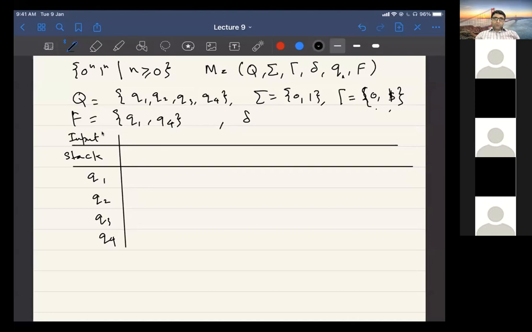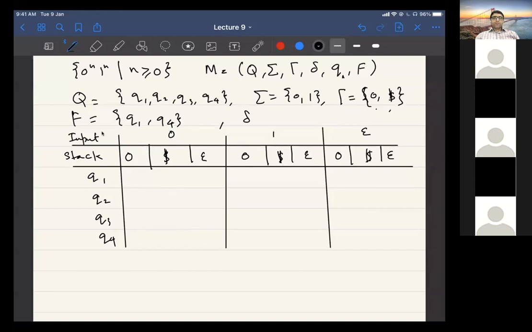Okay, and input could be either 0 or 1 or empty, because we know that the underlying machine is NFA. So we have three things here. So we have 0, we have 1, and we have epsilon for the empty. But we know that on stack, we could either have 0, okay? Or we could have dollar, or we just don't care, right? We have 0, dollar, or don't care.